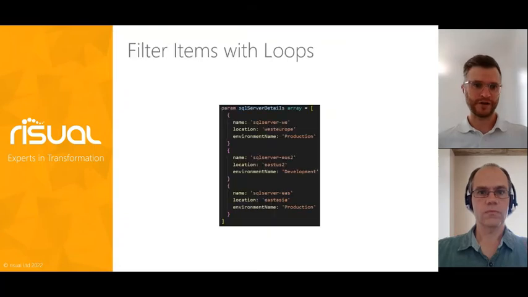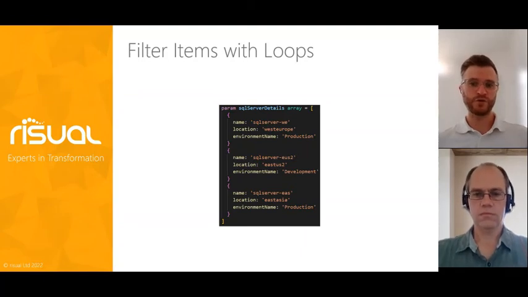So if we have a look at this one, this is filter items with loops. In some situations, you might want to deploy resources by using loops combined with conditions. So for example, you could deploy resources from a list, but only a subset of them. So you filter them, so you're only deploying the ones you want. This is the combination of the two concepts that we've been looking at. So we're combining conditions and loops here.